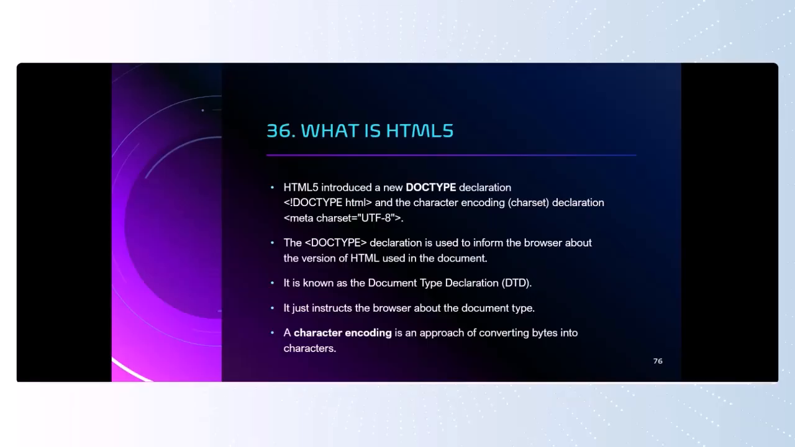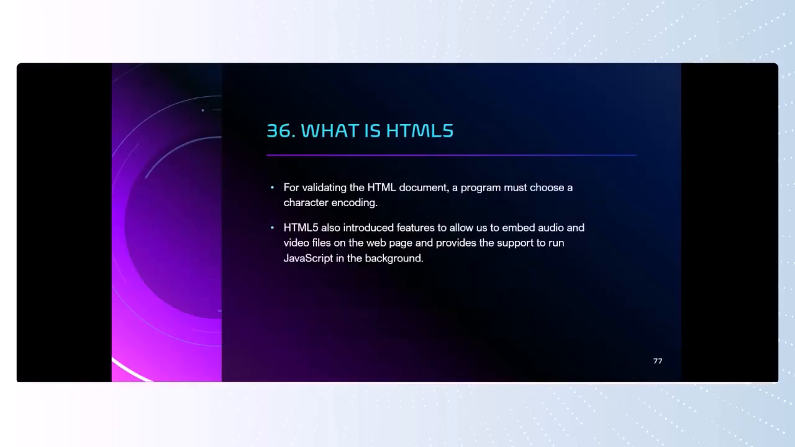on most web pages. The doctype we talked about earlier lets the browser know what type of document it is. It's the document type declaration (DTD) and instructs the browser about the document type. The character encoding is an approach of converting bytes into characters. For validating an HTML document, a program must use a character encoding.